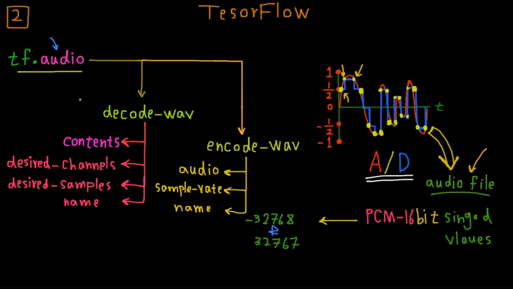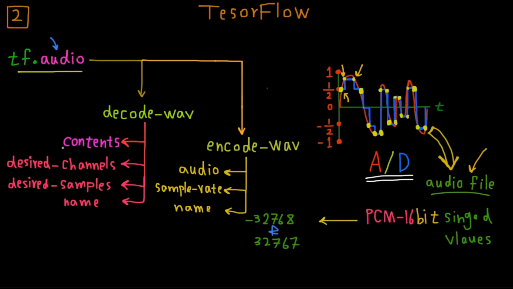You should know that there are two functions inside this audio module. The first one is the decode wave function and the second one is the encode wave function. The decode wave function scales all values inside the audio file to be from -1 to 1. And this function will return two tensors. The first one is the audio tensor and the second one is the sample rate.